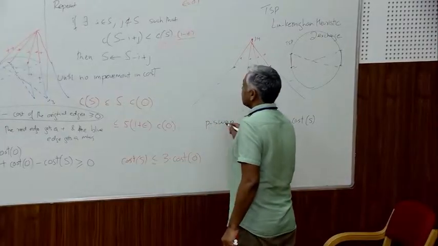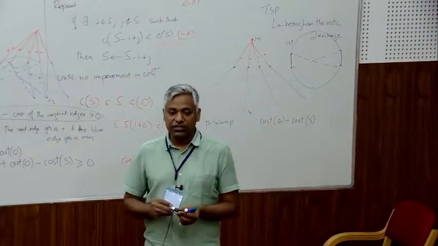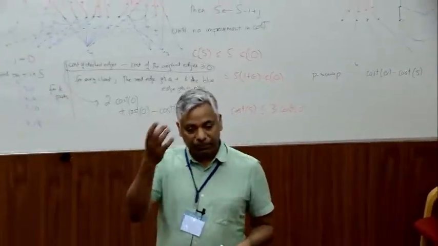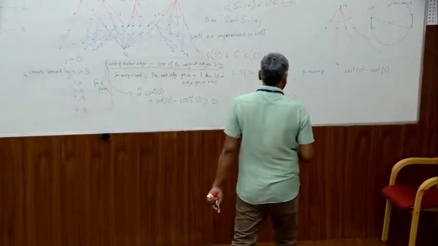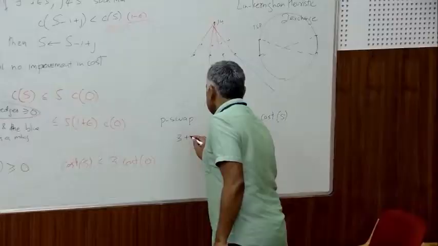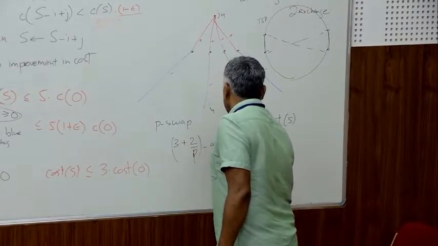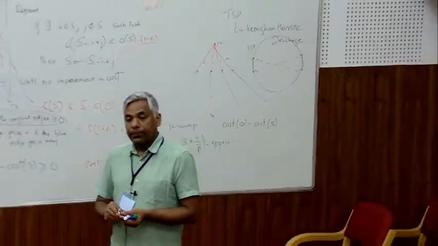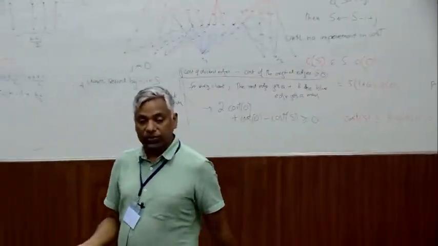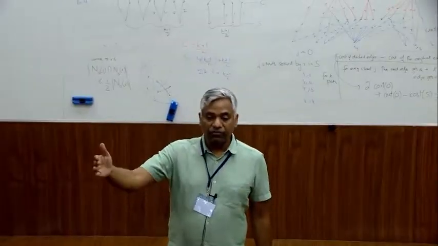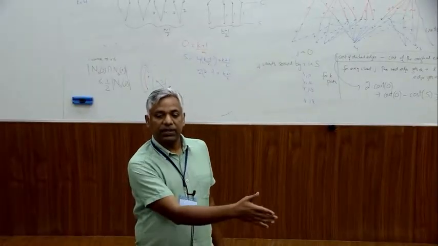So what he's saying is, instead of replacing 1 with 1, suppose I decide to replace P with P, right? So that then gives a 3 plus 2 by P approximation. Right? So if you do P is 2, then it becomes a 4 approximation. So it goes from 5 to 3 in this continuous manner.